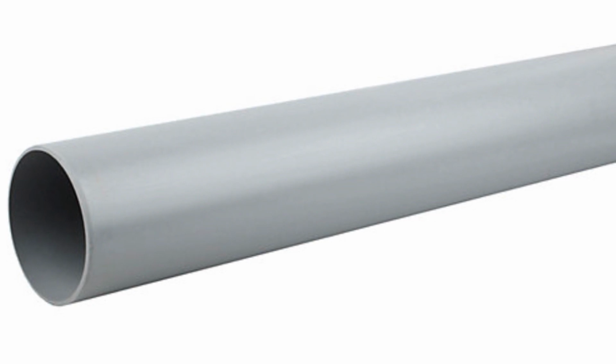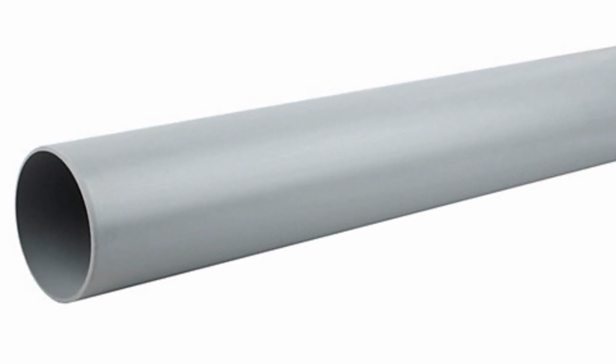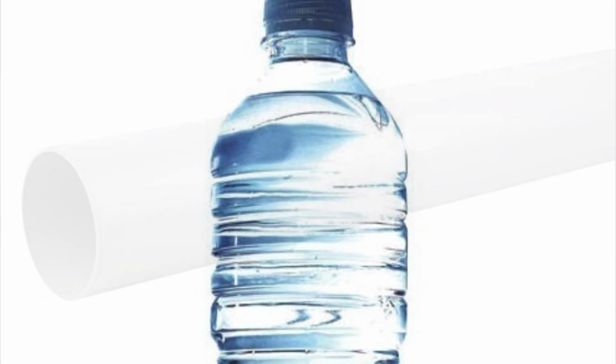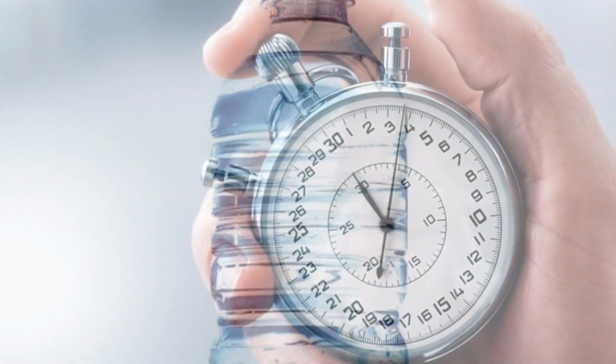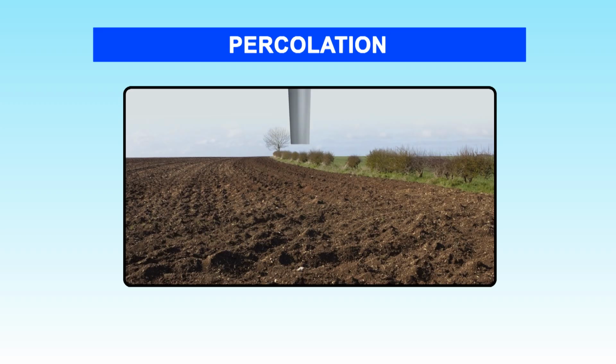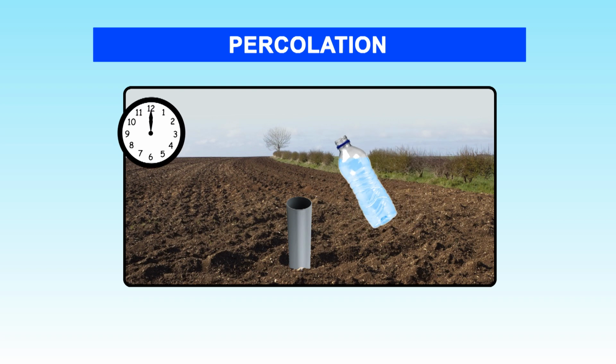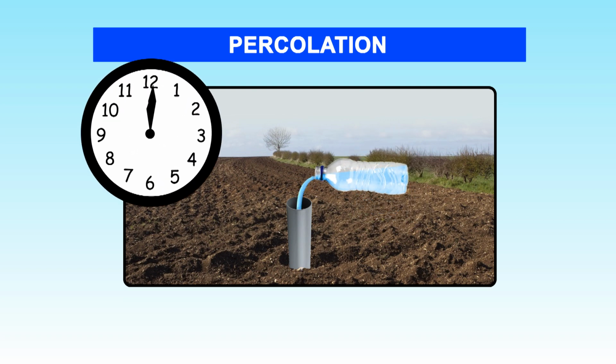For this we need a pipe of diameter 5 cm and length of 20 cm, one water bottle and a stopwatch. Now place the pipe about 2 cm deep in the ground. Pour 200 ml water in the pipe very slowly. Note the time when you start pouring water. When all the water has percolated leaving the pipe empty, note the time again.